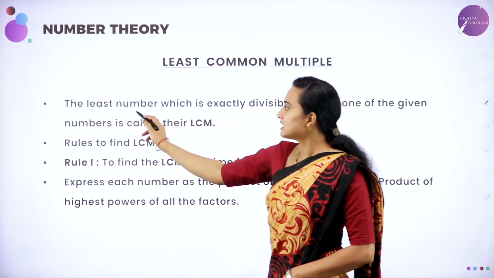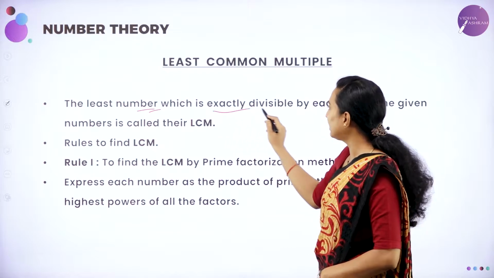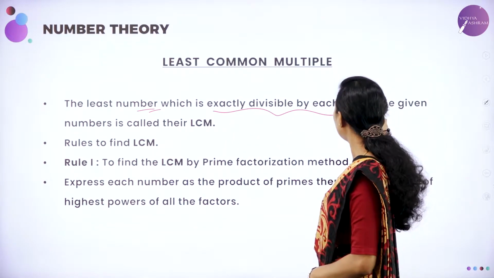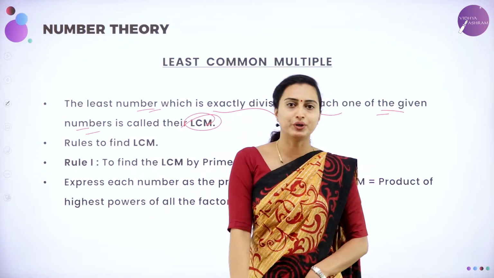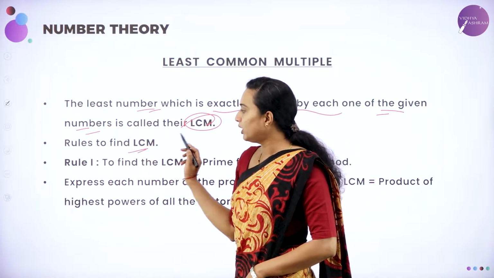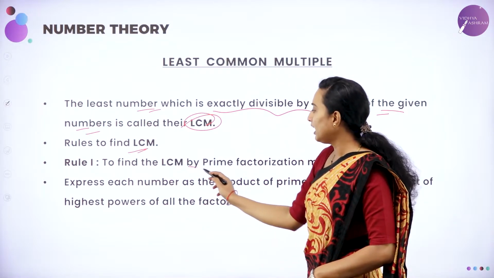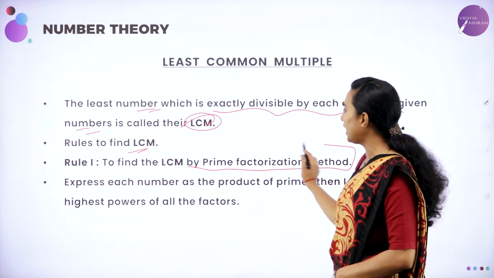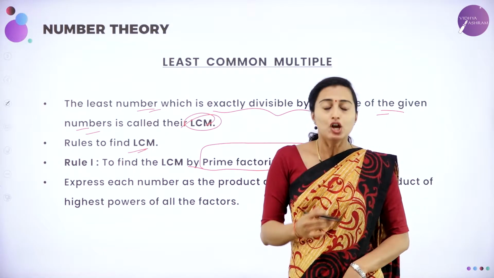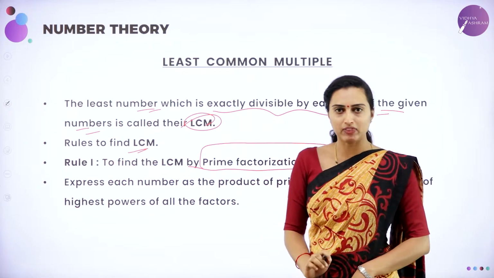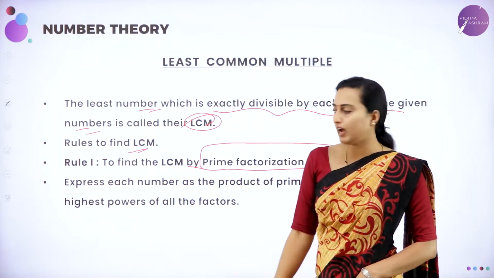Now, the least number which is exactly divisible by each one of the given numbers is called the LCM. Got it? So here, the rules to find the LCM: the first one is the prime factorization method. This is rule 1. Rule 2 is the division method. So how to find out rule 1?